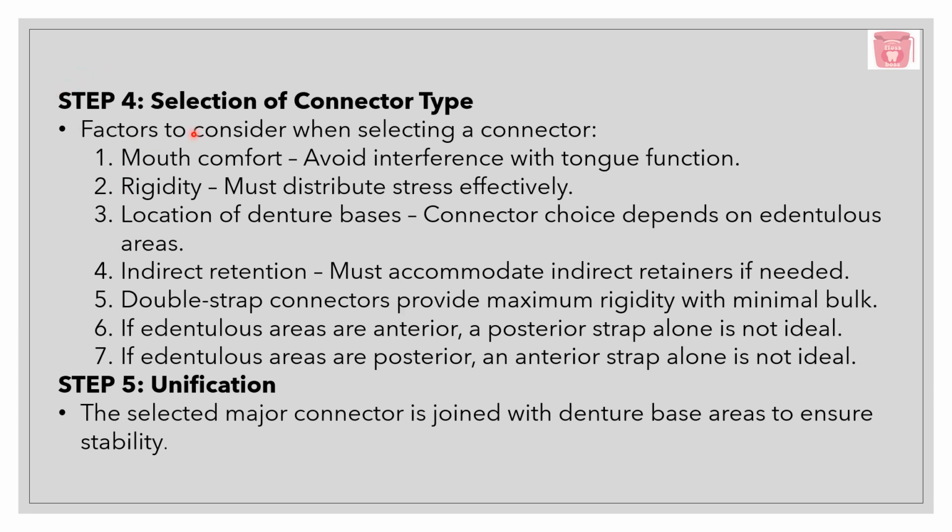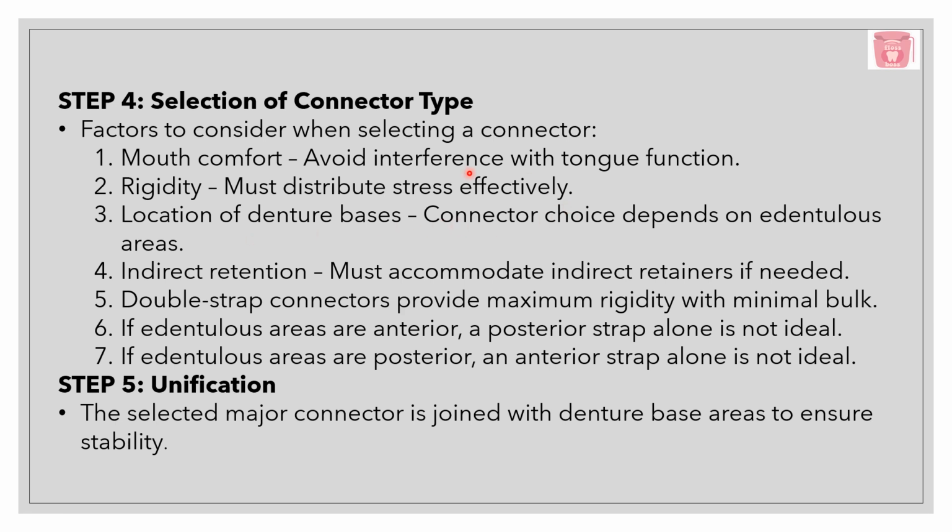Okay, in this step 4, you are selecting what type of connector you are going to give. So these are the points that you need to keep in mind while selecting a type of connector. One is mouth comfort. Which kind of connector provides the greatest amount of mouth comfort? The second one is rigidity. Which one is most rigid and distributes stress effectively? Third is which areas you are giving your denture base. Okay, what are the areas that are edentulous?